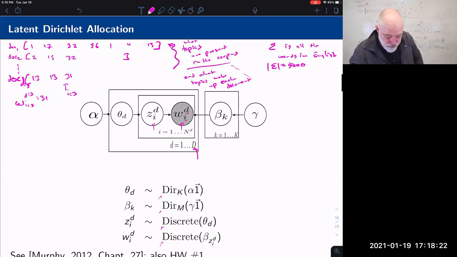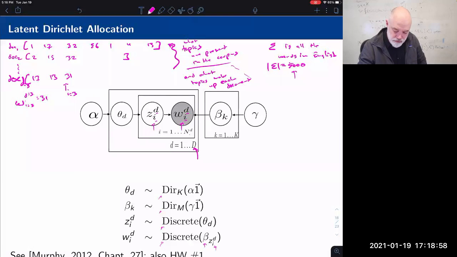And that topic will be specific to the document and word, and it's going to be latent. We're not going to know what it is. Okay, great. The way we're going to generate a word is that we are going to draw a topic from a distribution over topics, and then we are going to draw a word from a discrete distribution over all the words in the vocabulary, parameterized by a distribution over those words indexed by the topics.